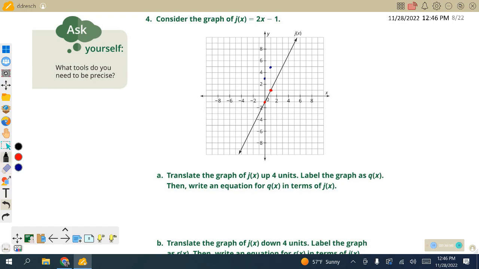Take another nice point. Find it. I'm going to go down here at -1, -3. And I'm going to go up 4 units. 1, 2, 3, 4. That's enough points there. Take your ID and make the line.